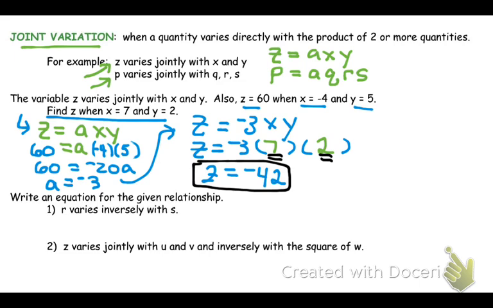Last part, we're just writing the equation. So it says r varies inversely with s, so we would write that as r equals a over s. Another example, z varies jointly with u and v and inversely with the square of w. So z equals, we have our a, it's jointly, so uv, but it's inversely with w squared.